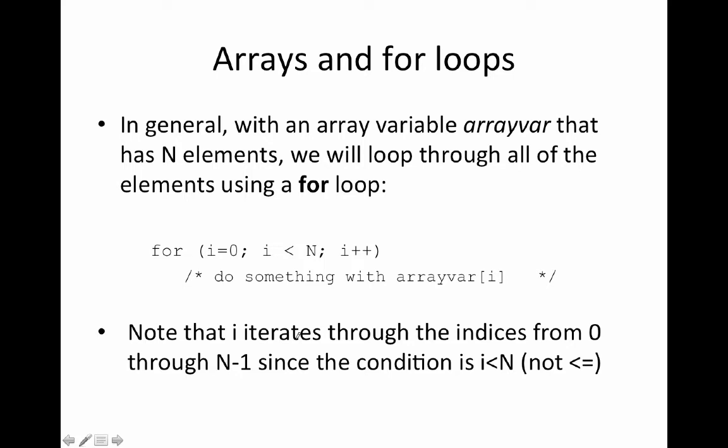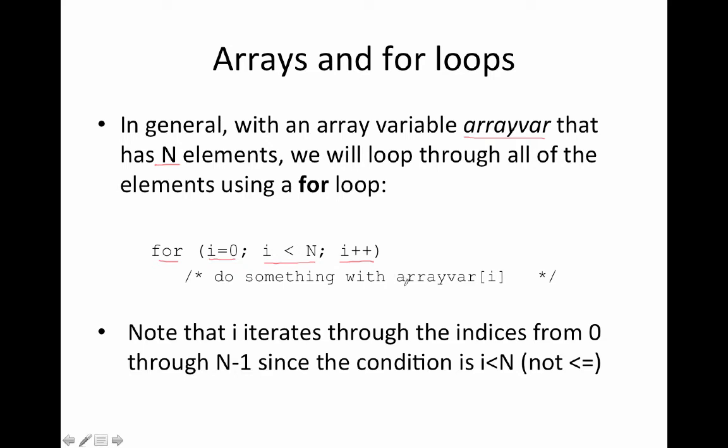So in C, arrays and for loops are going to go hand in hand. In general, if we have an array variable called arrayVar, and it has n elements, then we're going to want to loop through all of the elements using a for loop in order to perform some operation on every element in the array. So my general for loop is going to look like this. For i starts at 0 because the indices start at 0, i less than n, i plus plus. So i is going to iterate through all of the subscripts or the indices in the array.